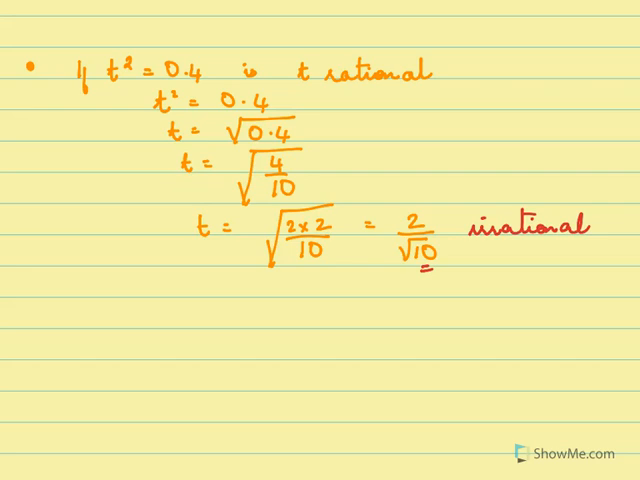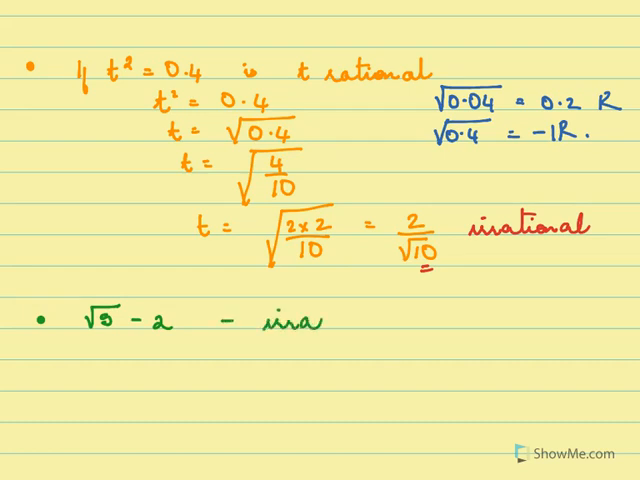There's one thing I want to bring to your notice. Have you seen that under root of 0.04 is 0.2, and it is rational? But under root of 0.4 is irrational. So you have to remove your decimal and then decide if it is rational or irrational. And under root of 5 minus 2, definitely irrational, because under root 5 is irrational.